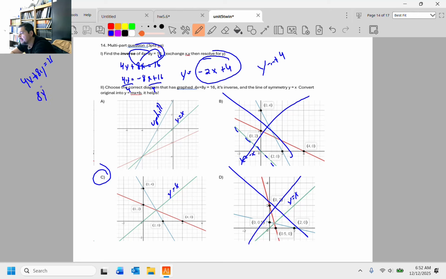And I'll play the isolation game here. Divide out my 8 now. The original line had a y-intercept of 2, and it had a downhill slope. Fell 1, ran 2. So everything matches about this graph. It's a really easy problem. It's got a slight mixture of Algebra 2, and then it's 7th and 8th grade math.